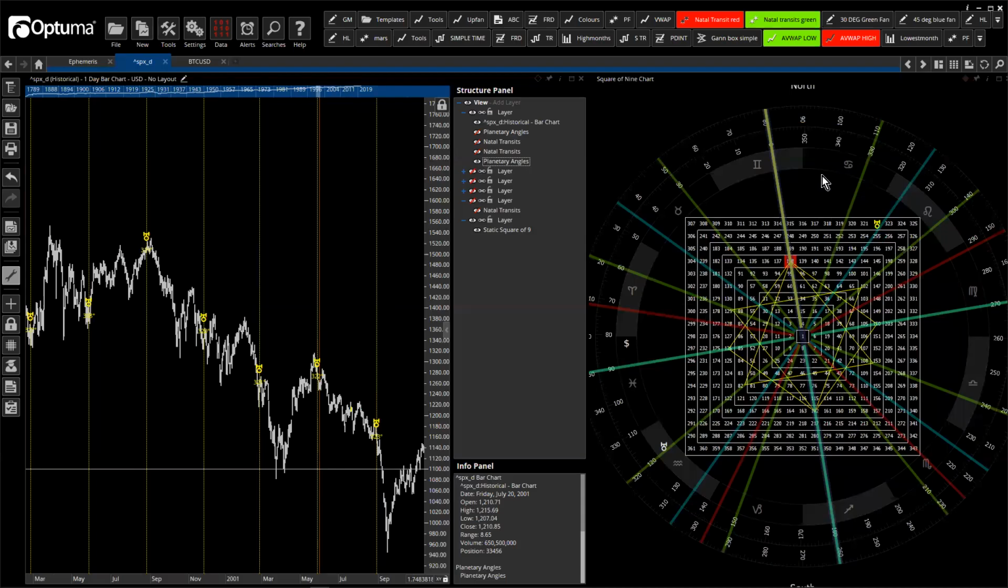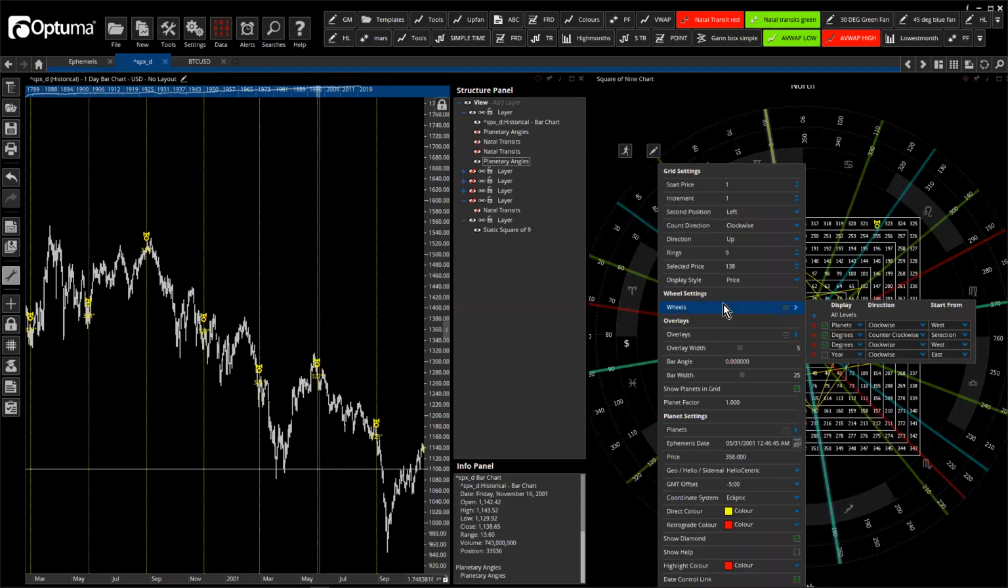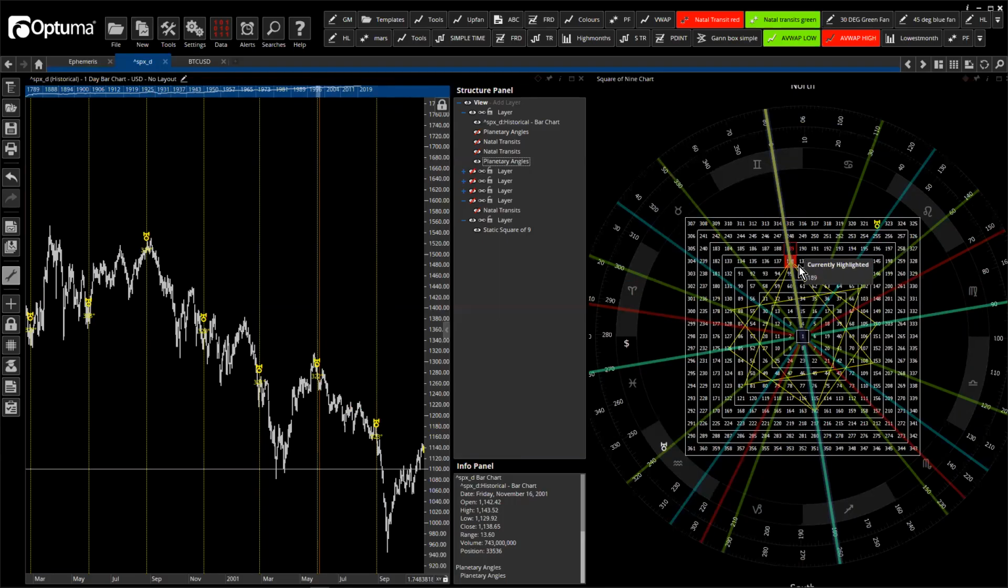Is that set up right? Things get a little funny sometimes. There we go. 0 degrees relatable to the actual position here. So it's moved over 45 degrees. You can see that there.